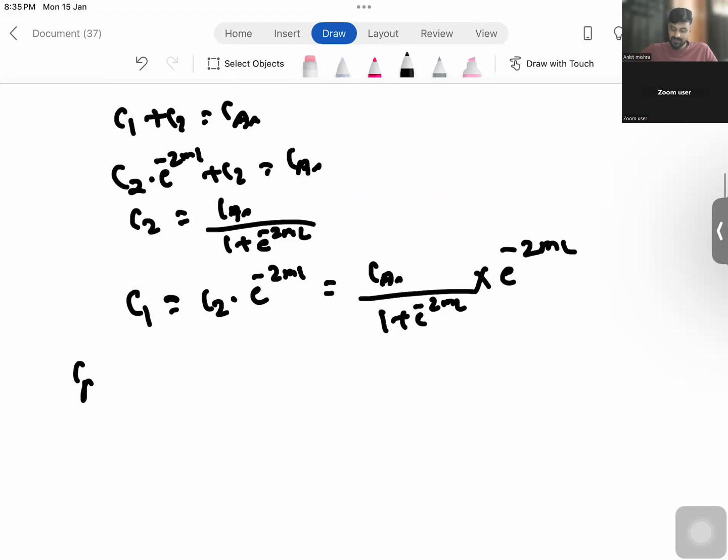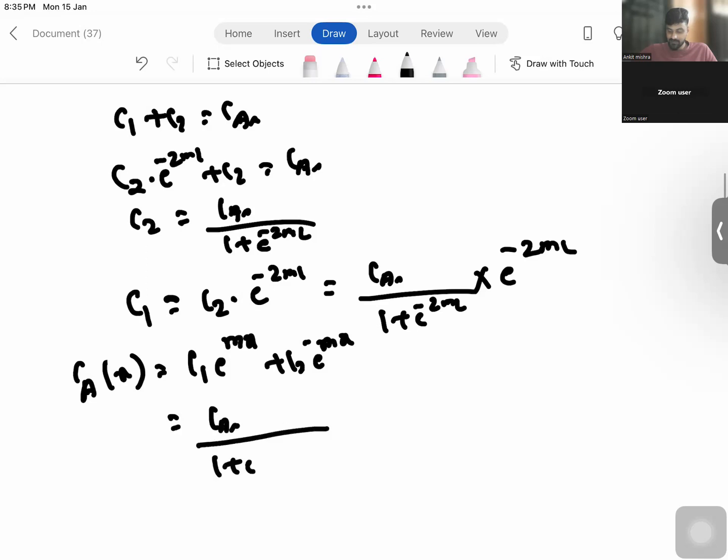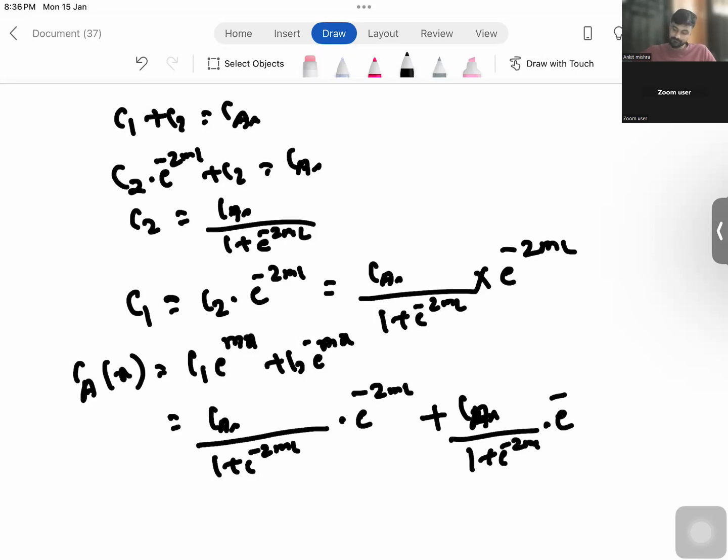So now the concentration Ca, which is a function of x, is equal to C1 e to the power mx plus C2 e to the power minus mx. So C1 you have got, that is CAS divided by 1 plus e to the power minus 2ml, into e to the power minus 2ml. Plus C2. C2 is your CAS divided by 1 plus e to the power minus 2ml, multiplied with e to the power minus 2ml into e to the power plus mx, and e to the power minus mx. Fine.